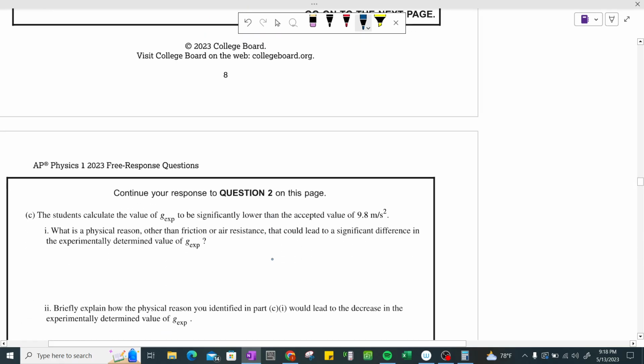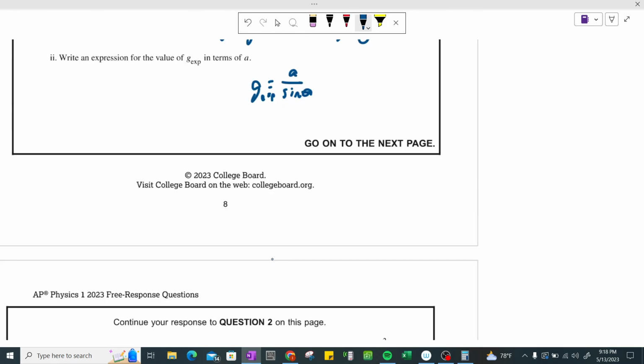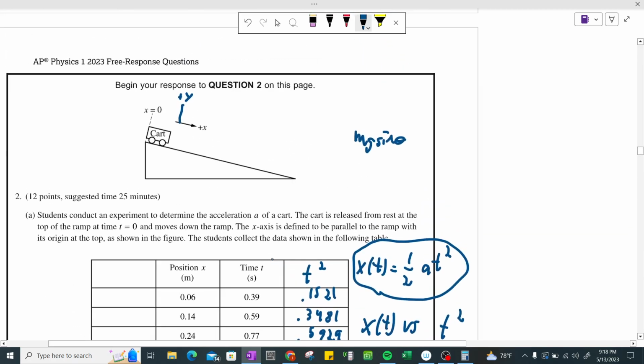Next, C, the student calculates the value to be significantly lower than the accepted value of 9.8. What's a physical reason other than friction or air resistance that could lead to a significant difference? Let's go back and look at the lab. So we're saying no friction, no air resistance. Those are my first two go-tos, and with that out of the picture, it makes it a bit trickier.